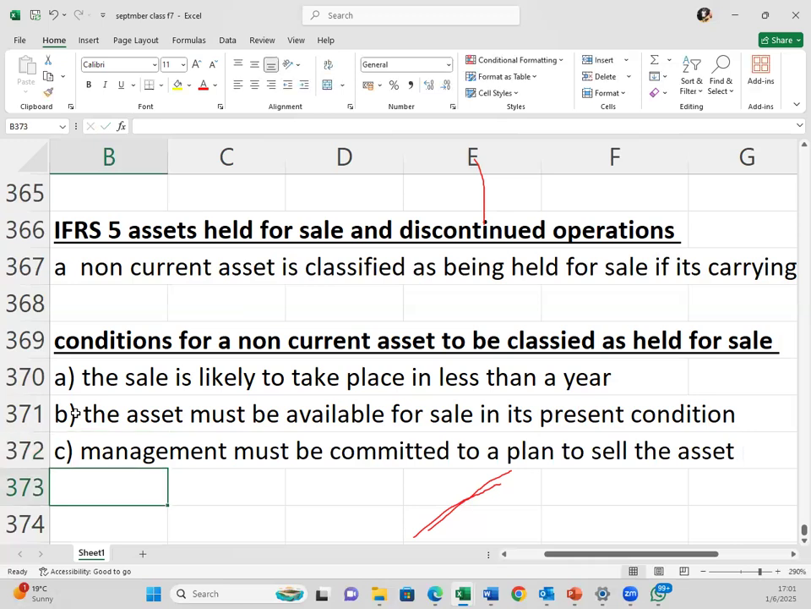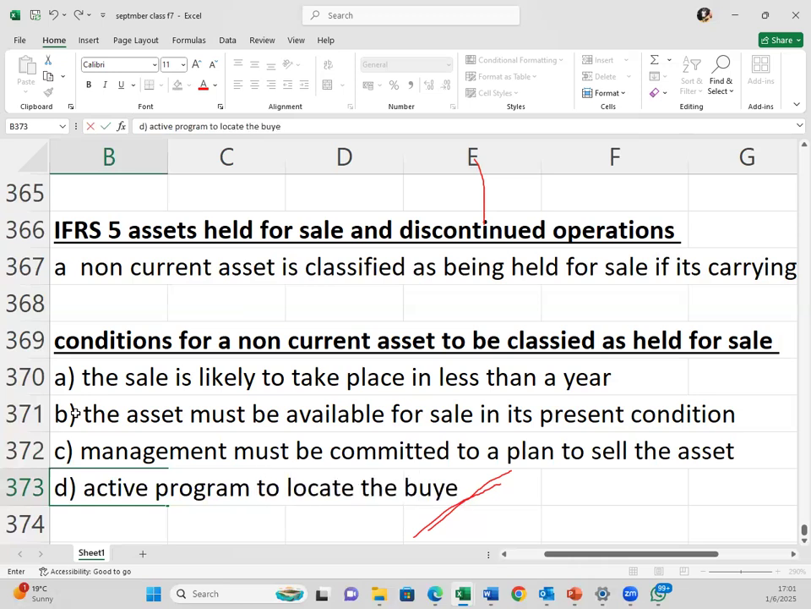Then, besides the management's intent, there must be an active plan to locate the buyer. So, an active program. We must have a program in place to locate the buyer. There must be something we're doing to locate the right candidate. We might have engaged an agent, or we could have put it in the newspaper, we could have advertised it somewhere. There should be a plan showing that we want to dispose of this asset.